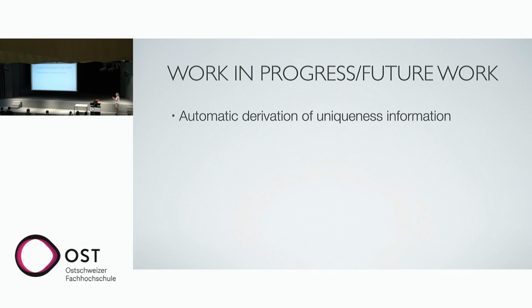Another thing is automatic derivation internally of uniqueness information, such that we can internally use destructive updates safely and address this problem I mentioned in the beginning, that for graph algorithms where you have these sparse updates, it's not great.